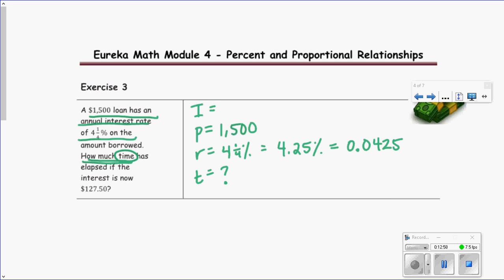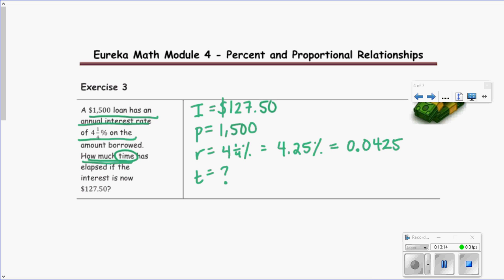And then if the interest is now $127.50. So they gave us the interest amount. They gave us the starting principal. They gave us the rate. We're looking for how much time has gone by. If I've earned $127.50 in interest, then how much time has gone by?